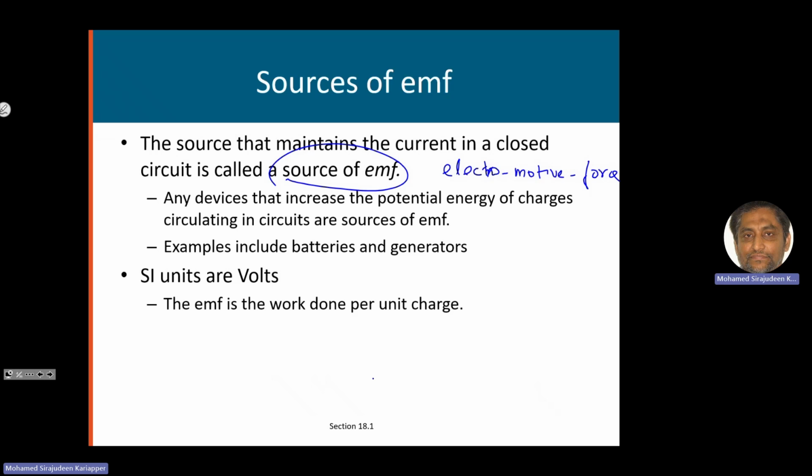And the EMF of a battery is measured in volts. You have seen this 1.5 volt battery, right? If you measure the potential difference, that is the EMF of the battery. So what is the EMF? The potential difference created between the two terminals of the battery, that is the EMF. We use the symbol epsilon for the EMF, and of course the unit will be volt. It's a potential difference, and we already know that the unit of potential difference is volt.